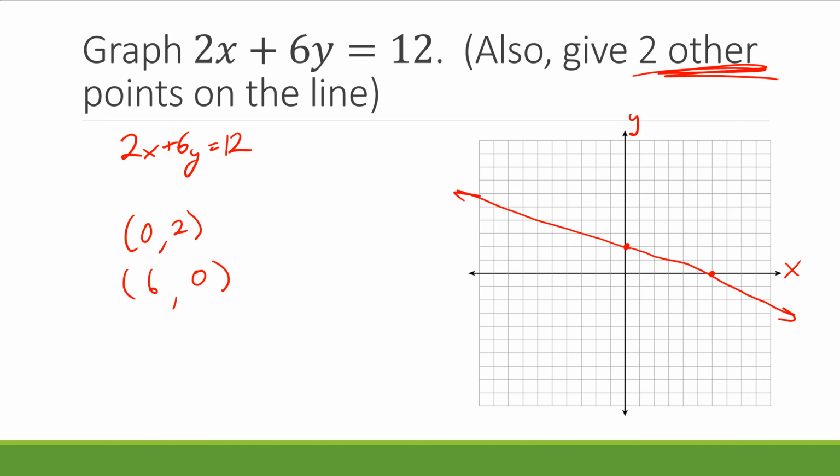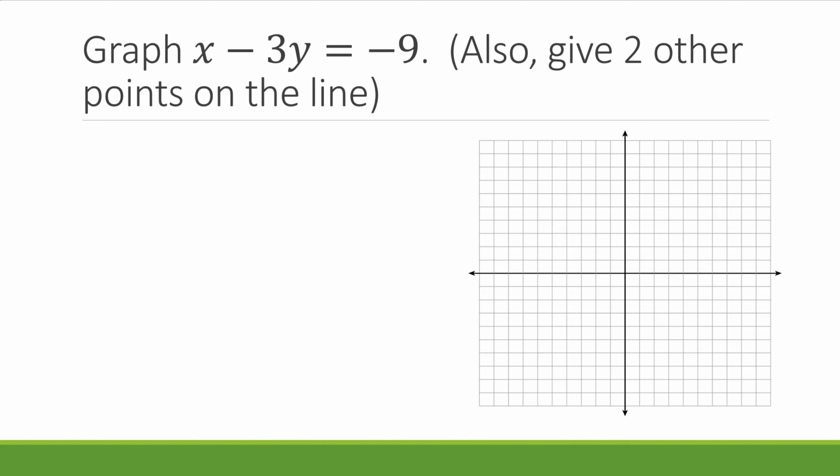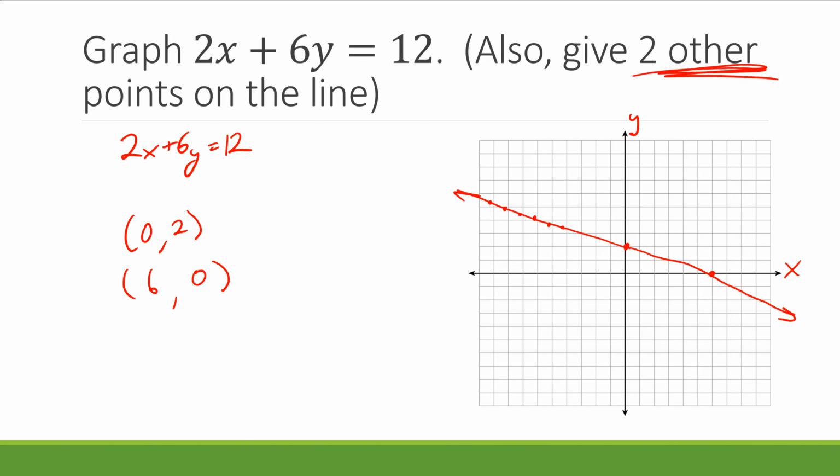I could do this by guess and check. I could also make a table, but let's look at the graph. Let's look at where I see another point on the graph. I have a bunch of other points, right? Every single point in this line is one that works in the equation, but some of them are easier than others. For example, look at this point.